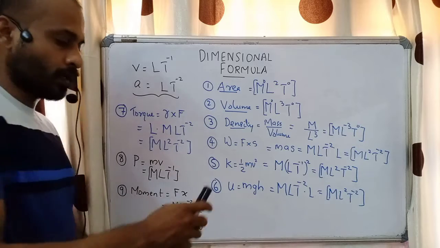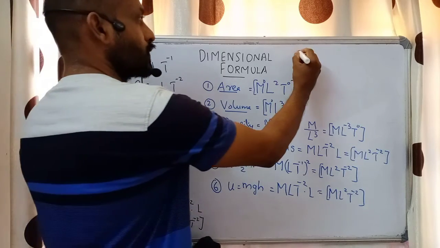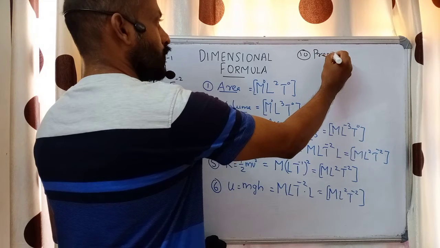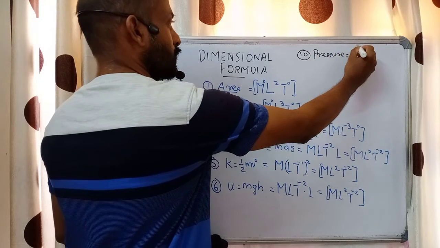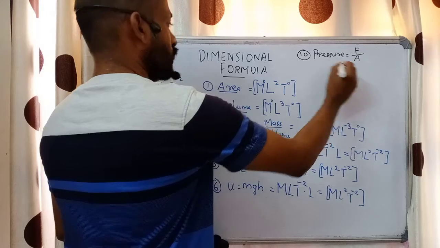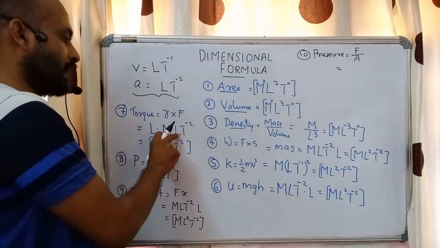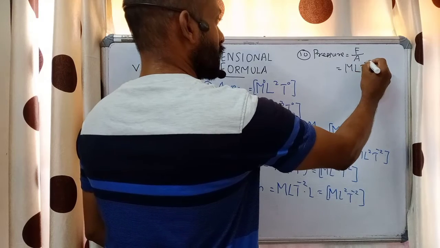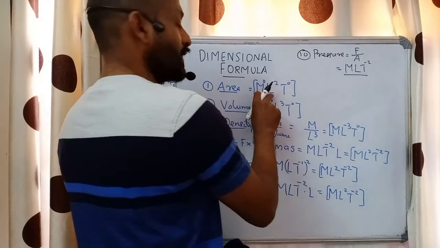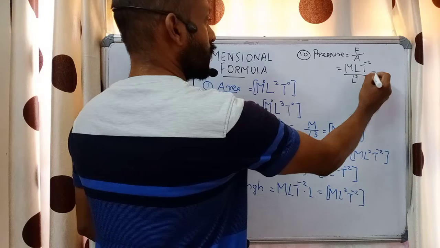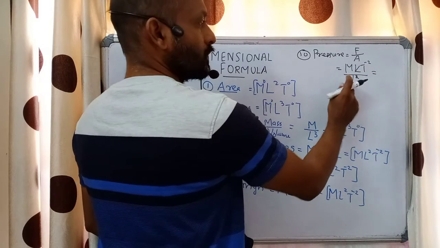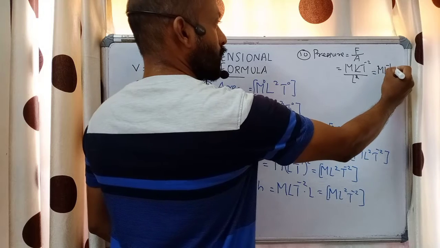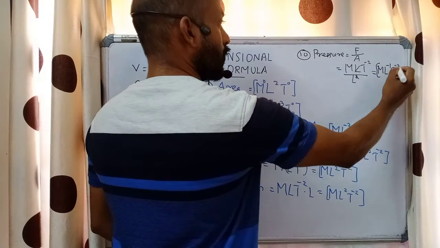This is the 9th one. Now for the 10th one we can use pressure. What is pressure? Pressure is equal to force by area. For force we have dimension formula M L T raised to minus 2. We substitute here M L T raised to minus 2 divided by area. We have L square. We will divide by L square. So one L cancels. This L comes to the numerator. M L raised to minus 1 T raised to minus 2 is the dimension formula of what?